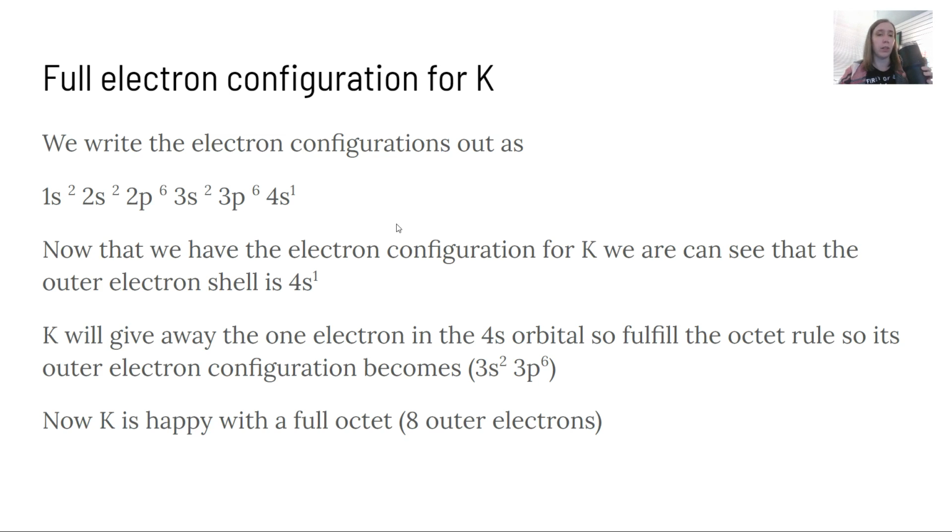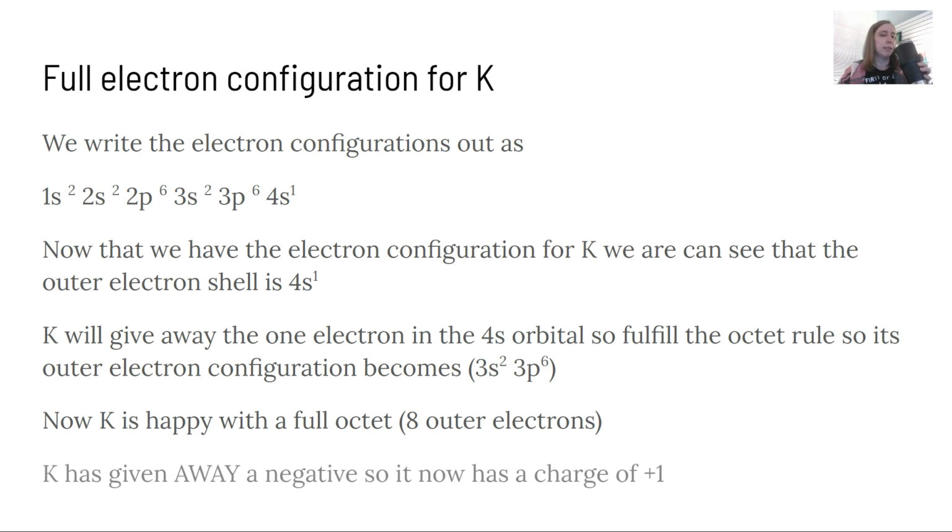That's the goal of any kind of element when we think about charges and becoming ions. So potassium has given away a negative, so it now has a charge of +1. It has 1 extra proton than it does an electron, so it becomes positively charged, +1.